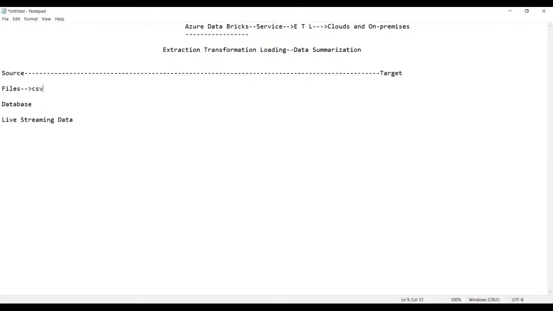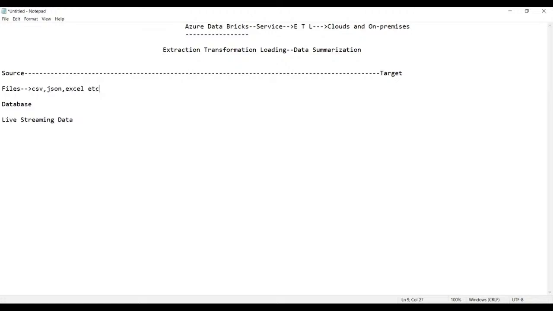Anyways, these files can be CSV files, JSON files, and Excel files, etc. These are the various types of files you have.